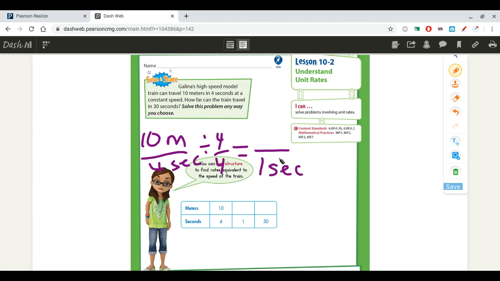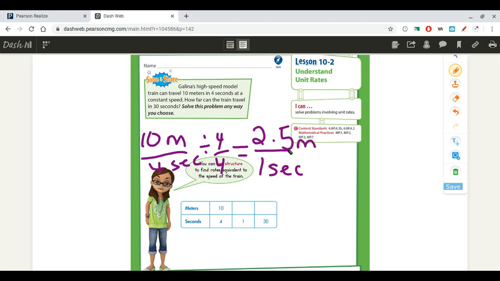So a unit rate is where one of my units of measurement is at 1. And so I divided by 4 to get my unit rate to be at 1 second because the problem is asking me to find how far she went in 30 seconds. So it wouldn't make sense for me to find the unit rate for meters. I need to find the unit rate for seconds. And so I'm going to divide 10 by 4. And when I divide 10 by 4, I'm going to get 2.5 meters.